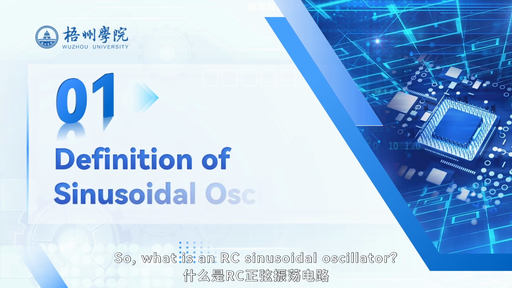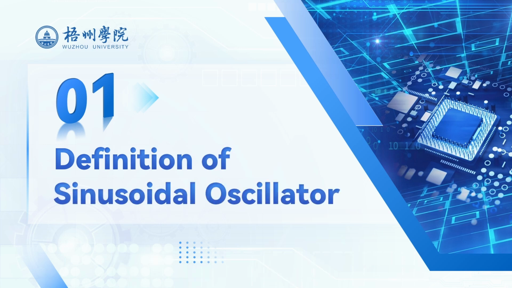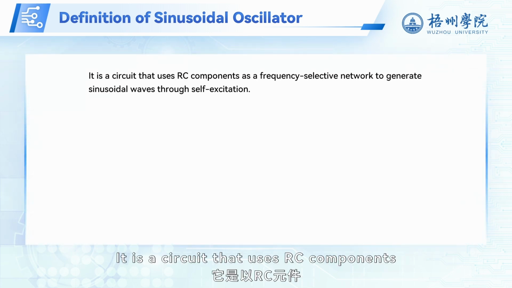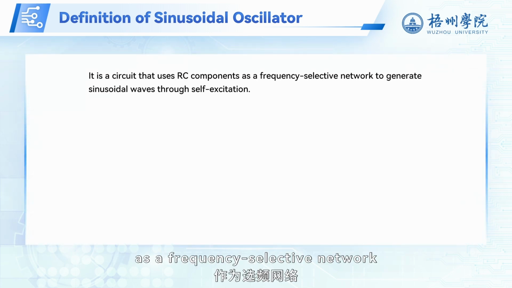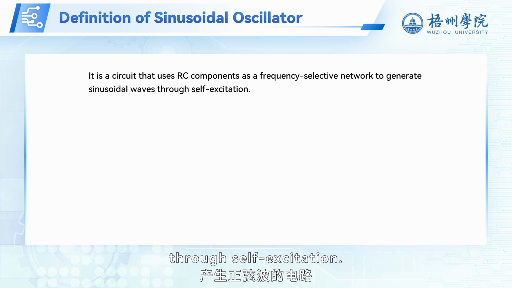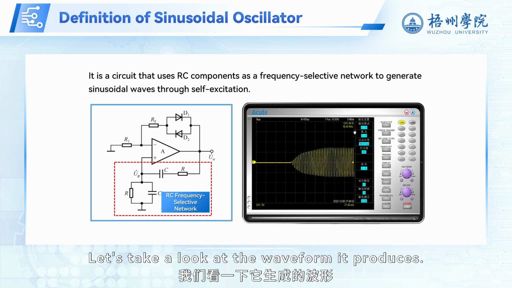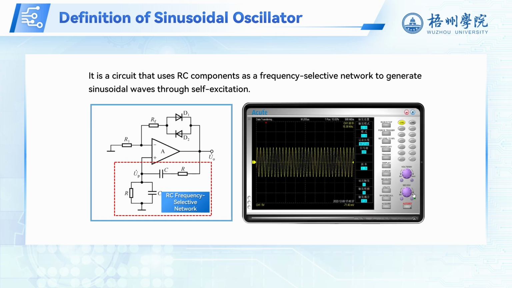So, what is an RC sinusoidal oscillator? It is a circuit that uses RC components as a frequency-selective network to generate sinusoidal waves through self-excitation. As shown in the diagram, this is a classic circuit for generating sinusoidal waves. Let's take a look at the waveform it produces.